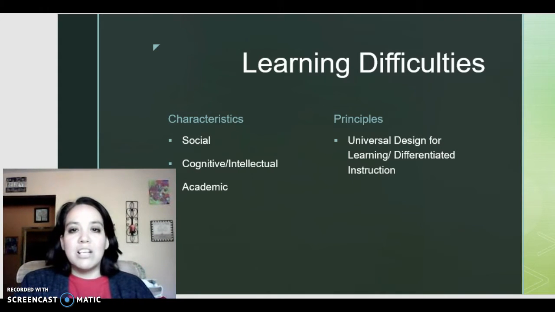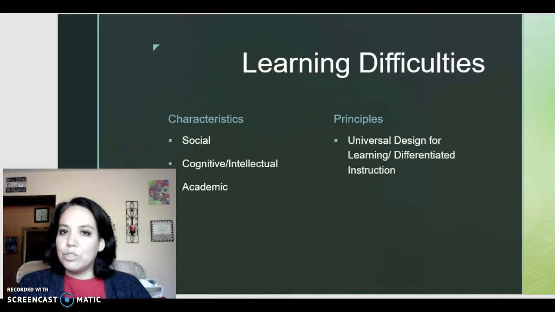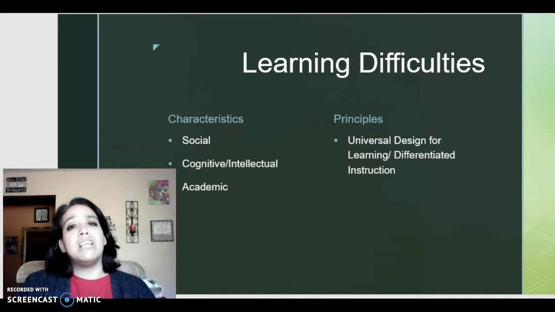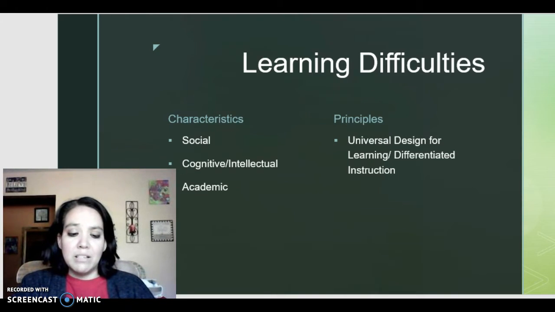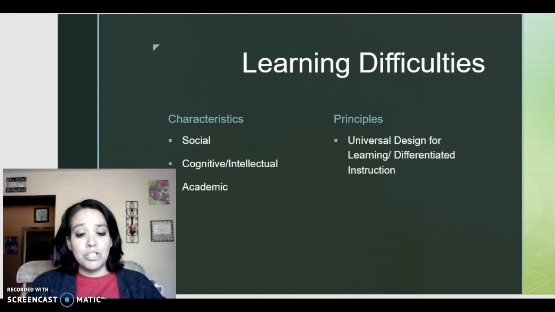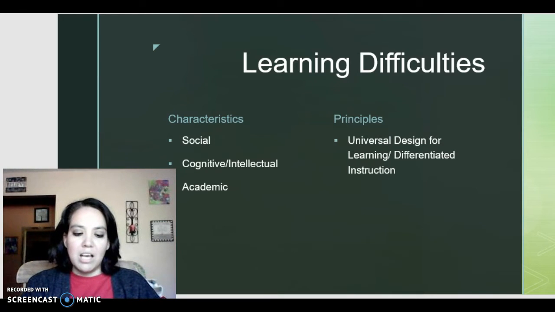Cognitive or intellectual characteristics: they have difficulty with their memory. Their short-term memory, their long-term memory, and even their working memory suffers. Recalling information shortly after it's been presented is difficult, as well as storing that information to be recalled at a later time. Because of their problems with their working memory, students with learning difficulties tend to have a difficult time in step-by-step areas of learning, such as math.